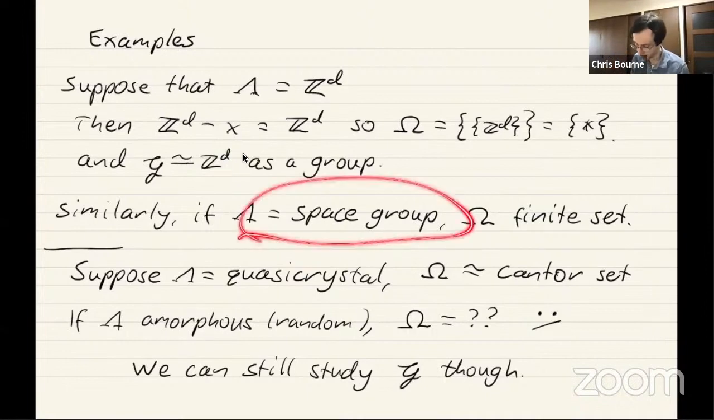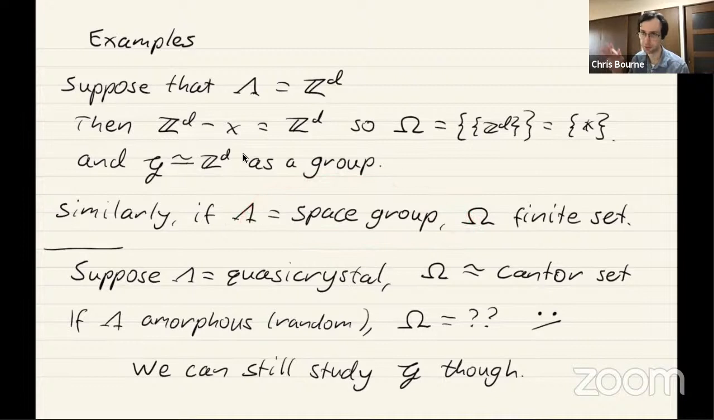Similarly, if you can take a space group, which if you know what that is, then it's like this, but a little bit more complicated. Then this set will just be finite. But when you have these non-periodic examples, so for example, you have a quasicrystal, then this set omega is a Cantor set, which hopefully some people have heard of.